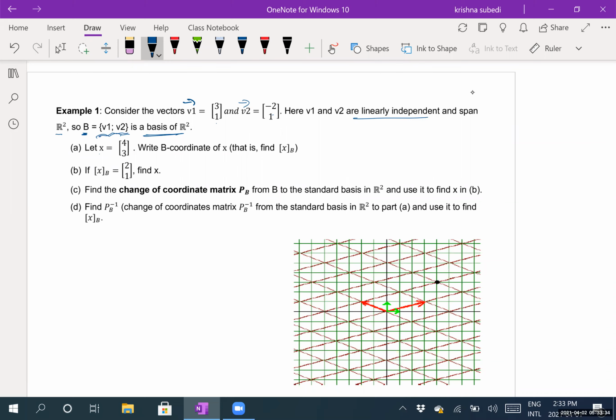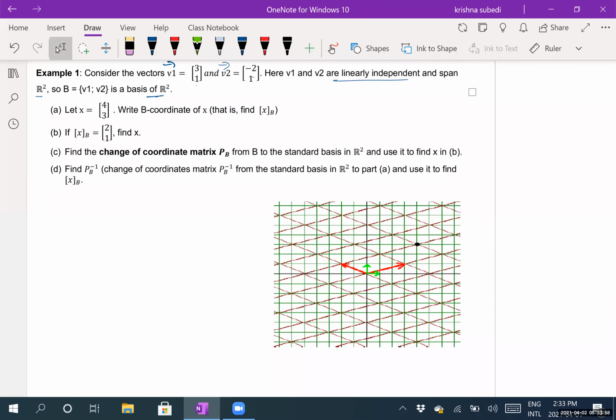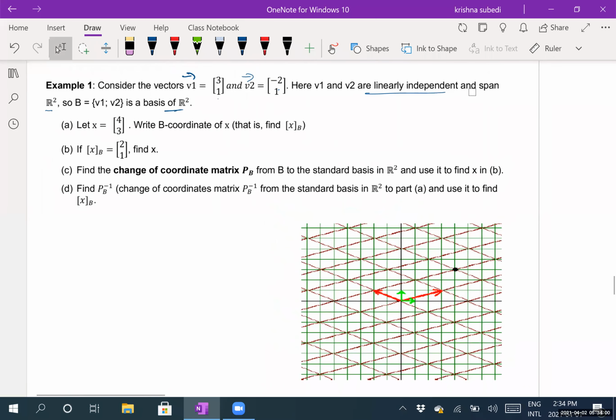Now, let us suppose that X is 4, 3. Part A, find the B coordinate of X. Part B, if X sub B equals 2 and 1, that means this is actually C1, C2, find X. Now, let us look at this graphically, what it means. You can see the graph there, right? So I use two different colors to represent. My X is right here. This is my X.